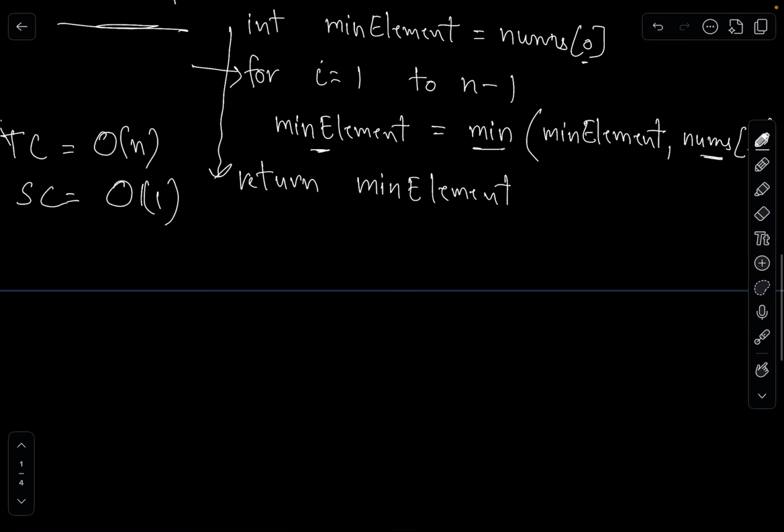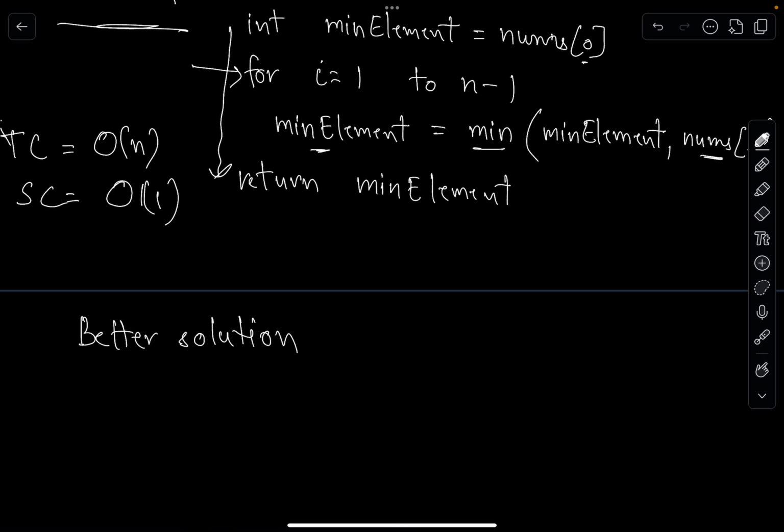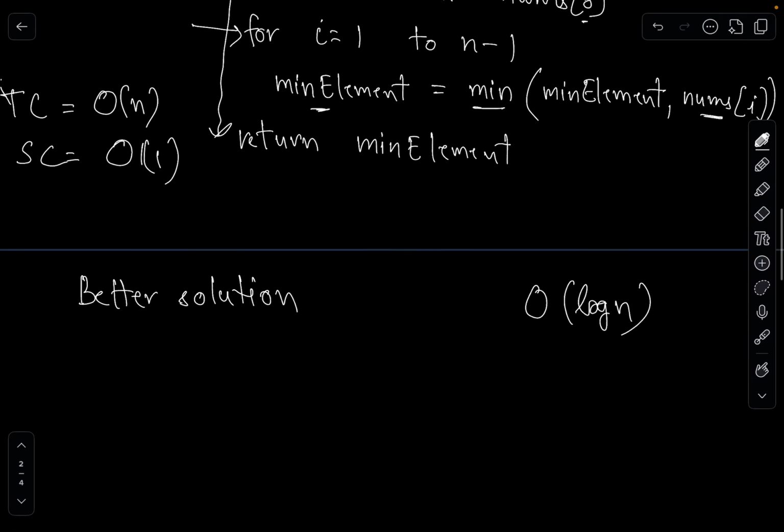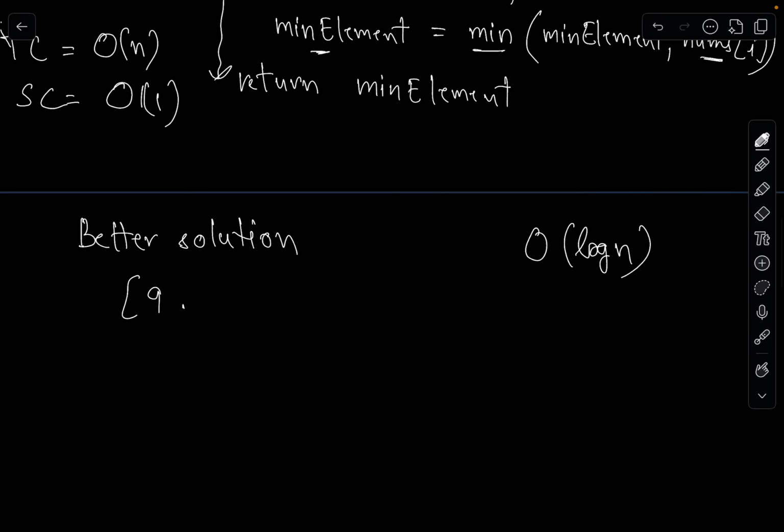Yes, we can do better than this. So I'll just write a better solution here. Now generally, when the array given to us is sorted, we could find the element in log of n operations, because we could just reduce our search space by half each time when we are making a decision. So I'll just use the same example here just to give you an idea how we can use the normal binary search here also.